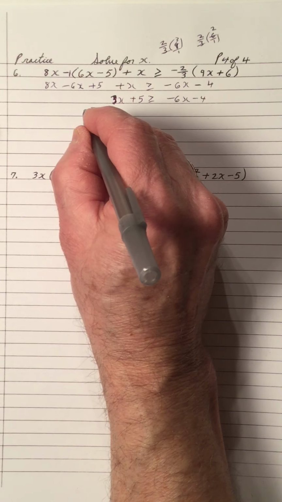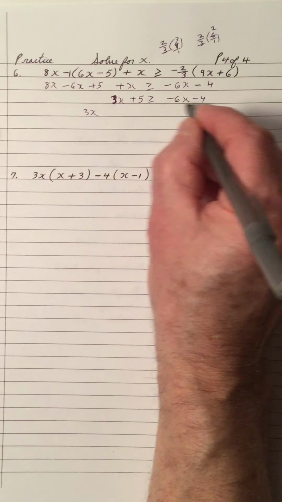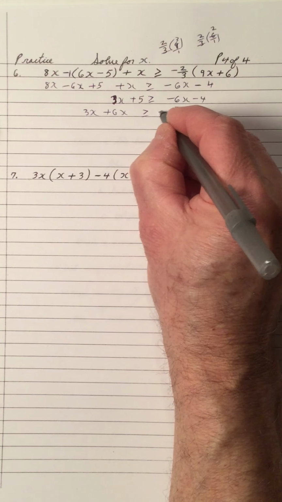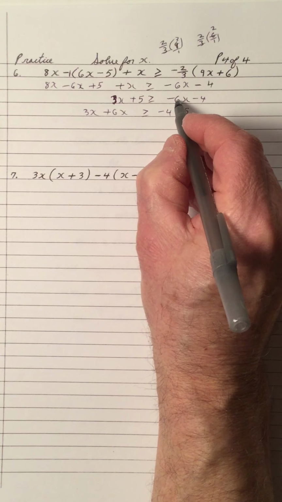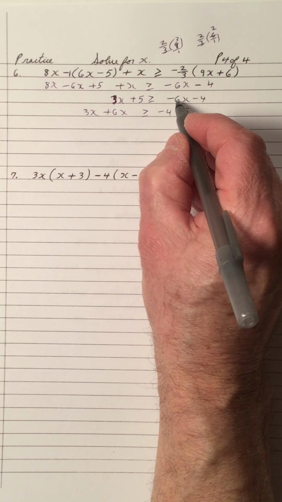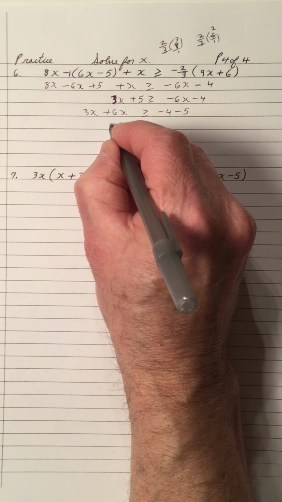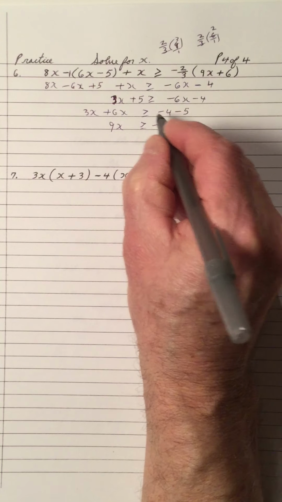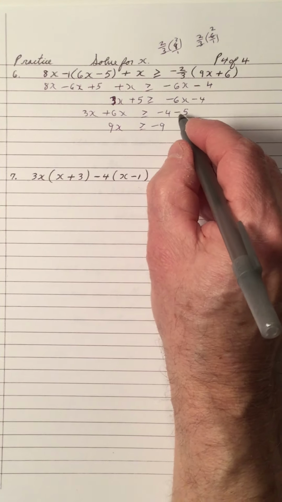Now the x's move to the left, numbers to the right. So I get 3x plus 6x greater than or equal to minus 4, 5 moved over to become a minus. So notice the 6 moved to the left side to become plus, and the 5 moved to the right side to become minus. Simplify. 9x greater than or equal to negative 9. 3 and 6, the like terms, I get 9.